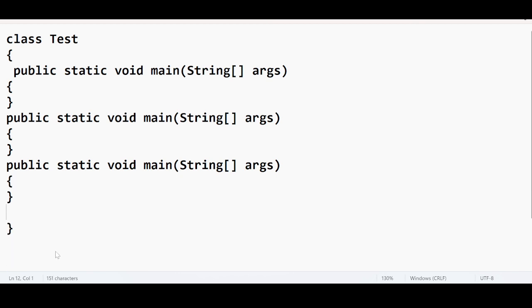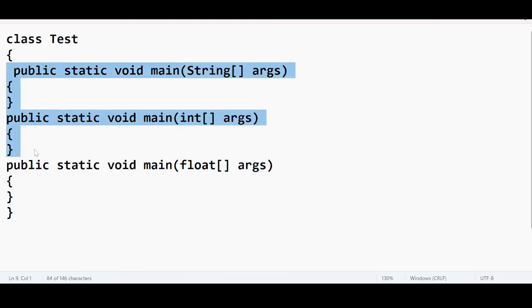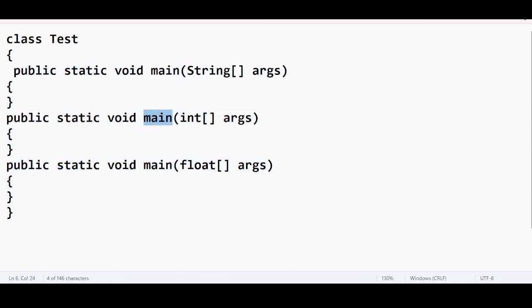But the one thing you should take care of is the parameters should be different. This is called duplication because the whole method prototype is the same. This is not allowed. But if you keep different parameters here, the method names are the same, main, but look at the parameters. By parameter, all these three methods are different. By name they might be the same, but if they differ by parameters, these methods are called overloaded methods. This is allowed in Java.